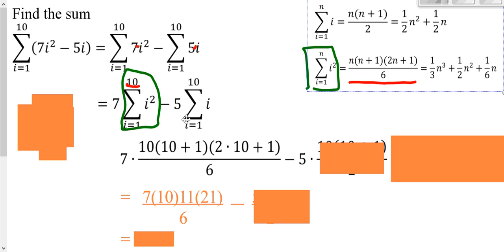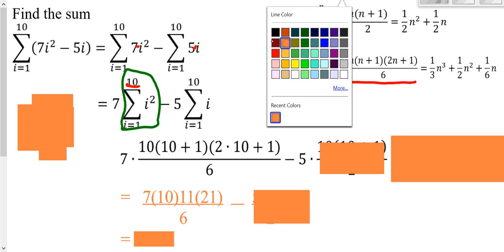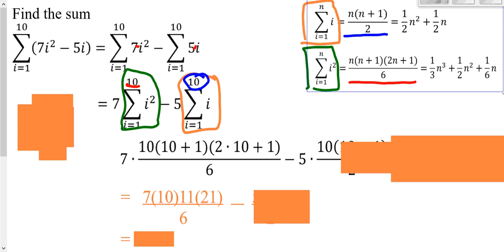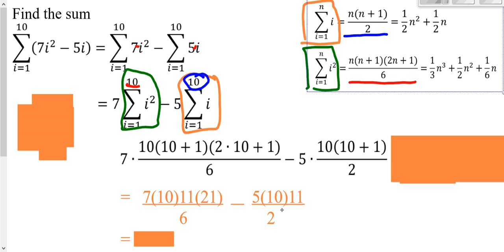Now, for the second part, we're dealing with the sum of i. Well, that's right here. We know the value of n once again, so we're going to be using the first one. n would be 10, so we'd go 10, and then 10 plus 1. And so we get 5 times 10 times 11 over 2. So we can work this out on our calculator, and we would get 2,420.